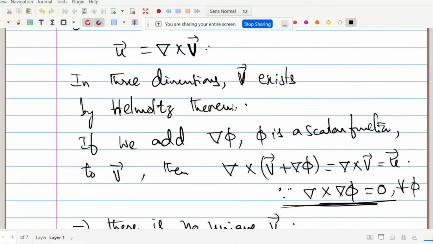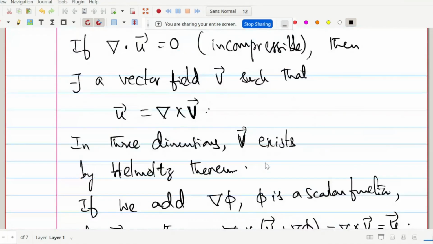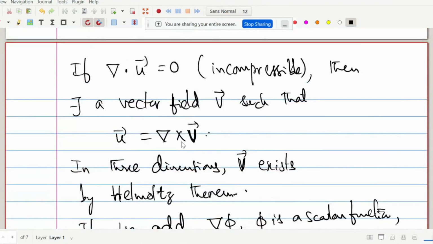In 2 dimensions, what we wrote is that V is perpendicular to the flow plane, that is basically the XY plane with components U, V. Do you know the reason why V is perpendicular? Suppose U is only in the XY plane, which means the flow is only in the XY plane, you have only U and V components, and the Z component is 0 here. Del cross V. So this V is perpendicular to U. Why? Can you tell?